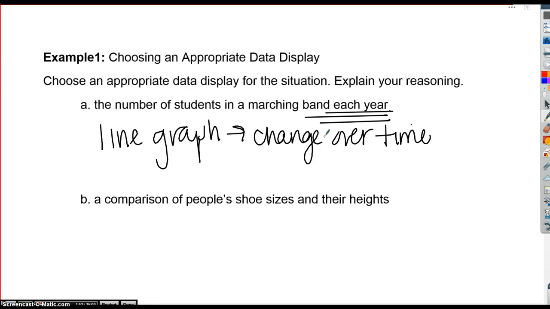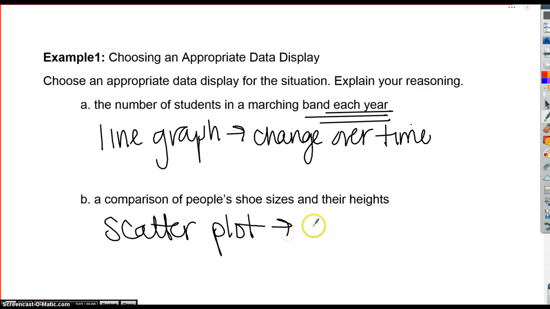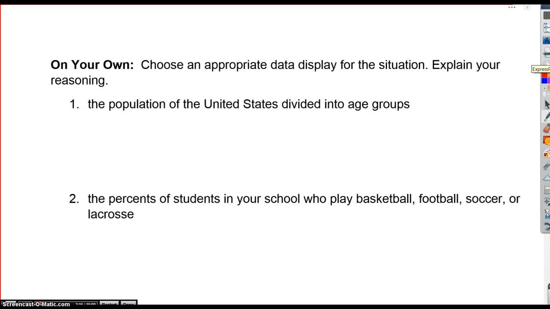A comparison of people's shoe size and their heights. Well, this should be kind of easy because we just did this. So this is a scatter plot because you can write these as ordered pairs. And then you just plot the points like so. So on your own, choose an appropriate display for 1 and 2, and then hit play and see if you got the right answer.